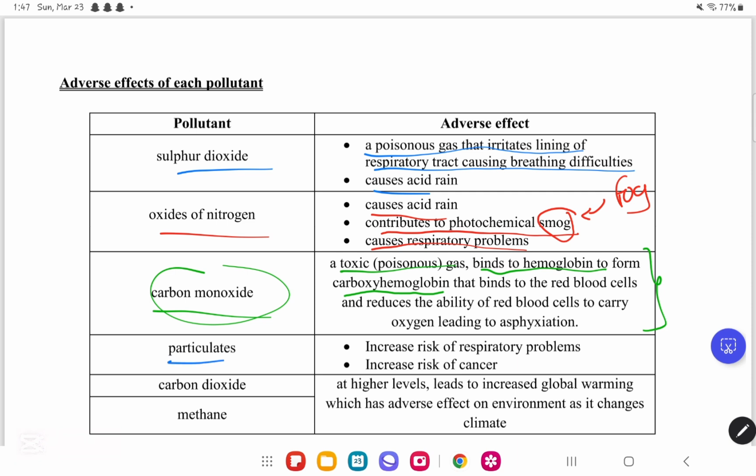Particulates. What do particulates do? They increase the risk of respiratory problems, and they increase the risk of cancer. Okay, and then finally carbon dioxide, which is produced by the complete combustion of carbon, and methane, which is produced by the waste gases of animals or the decomposition of vegetation. Both of them have the same result, which is that at higher levels, they will lead to increased global warming, which has adverse effects on the environment as it changes the climate.